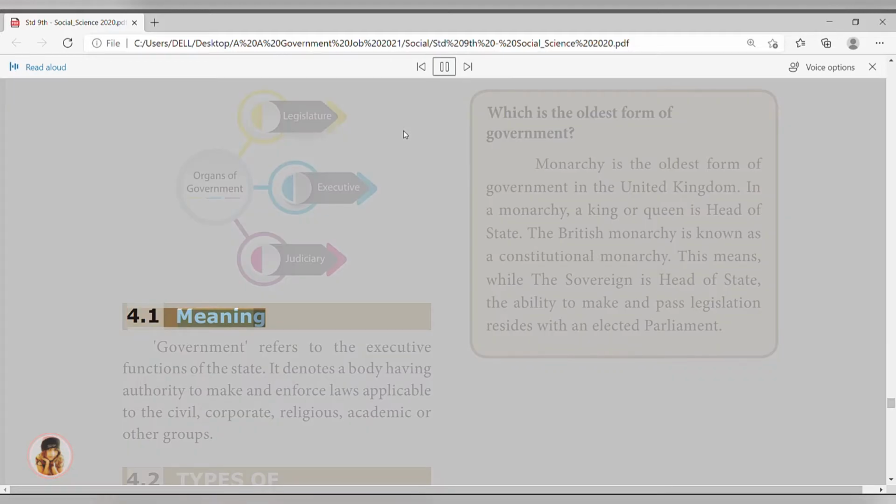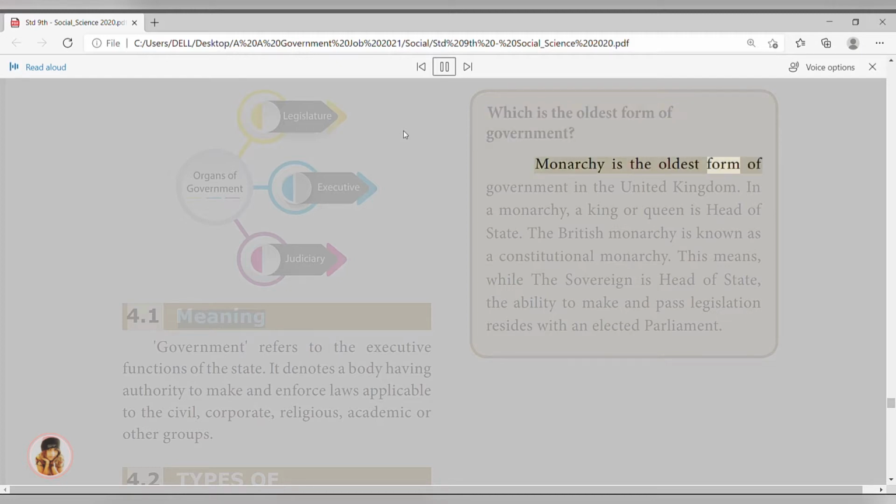Meaning. Government refers to the executive functions of the state. It denotes a body having authority to make and enforce laws applicable to the civil, corporate, religious, academic or other groups. Which is the oldest form of government?